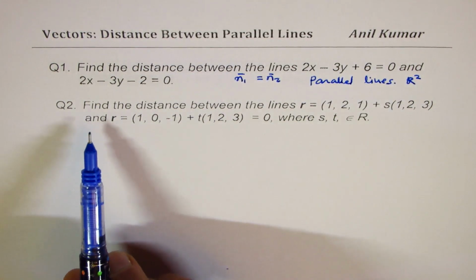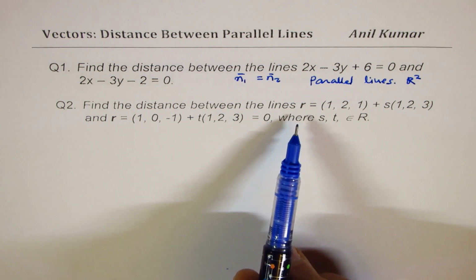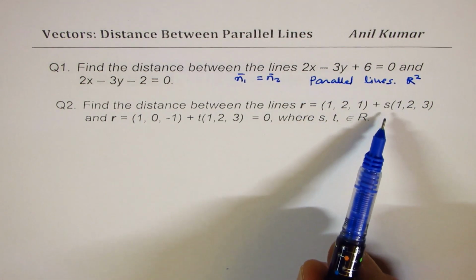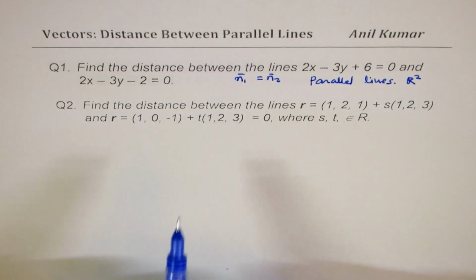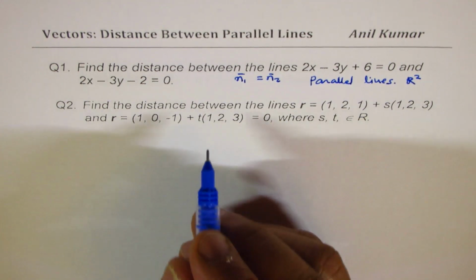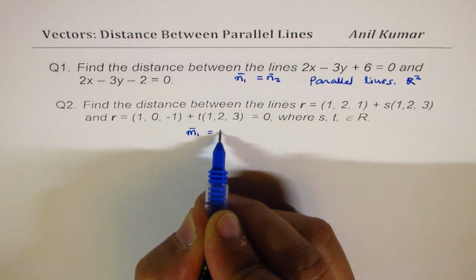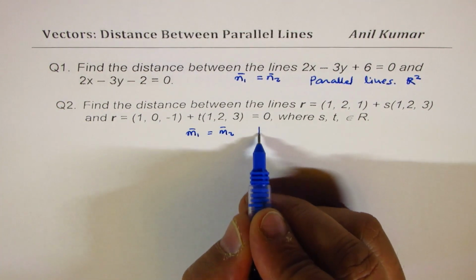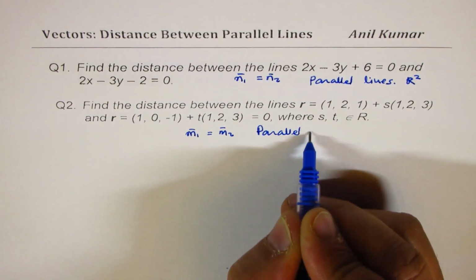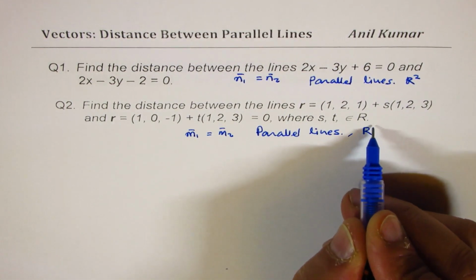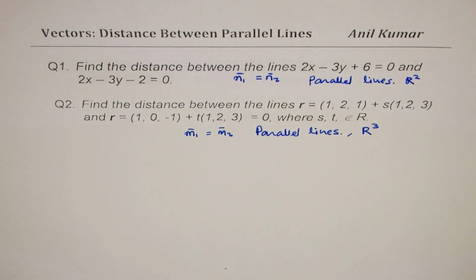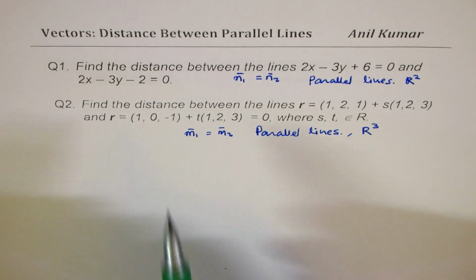The question number 2 here is, find the distance between the lines r equals (1, 2, 1) plus s(1, 2, 3) and r equals (1, 0, minus 1) plus t(1, 2, 3). So again we see that directions are equal, so we have M1 equals to M2. So again we have parallel lines. The only difference here is that this second case is in R3, right? So we are going to apply the two methods which we learned to find distance between a point and a line in R2 and R3.